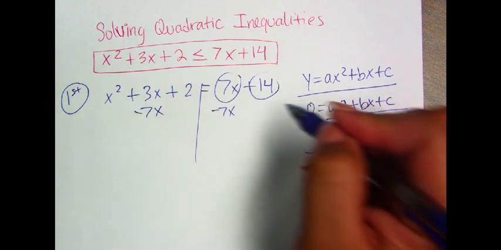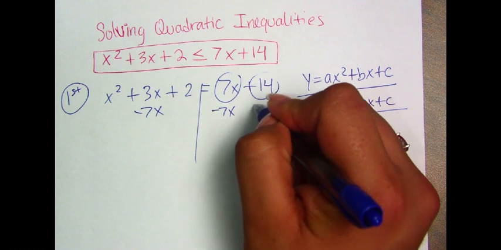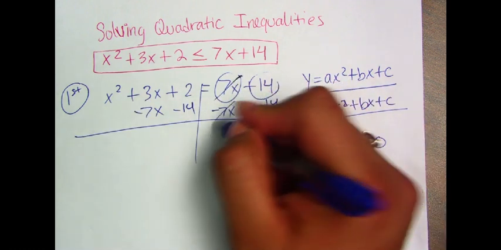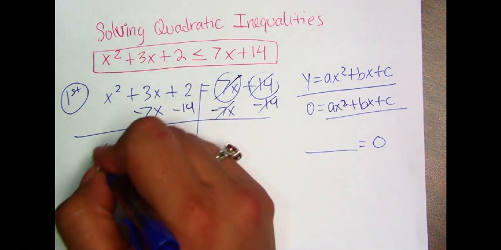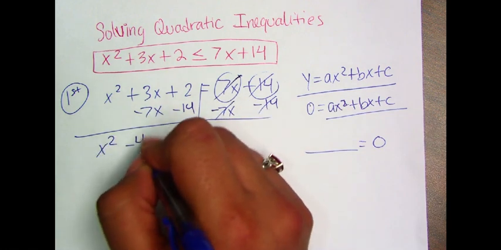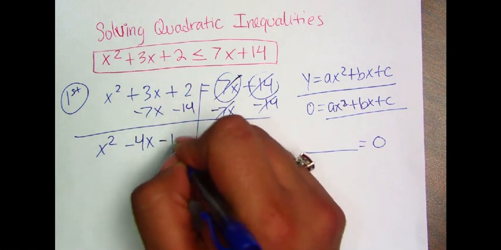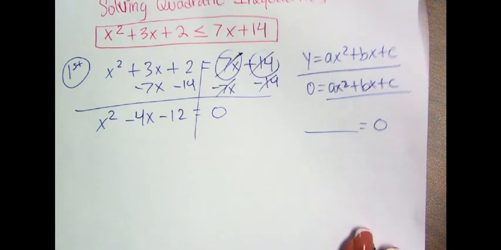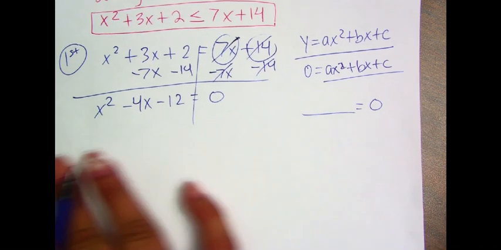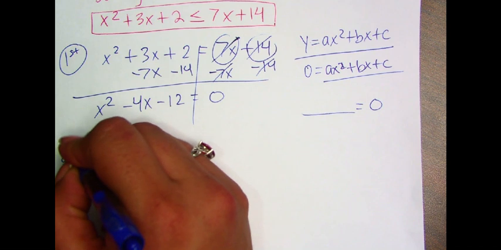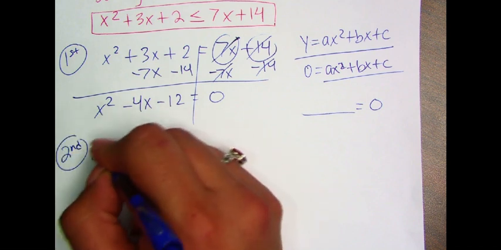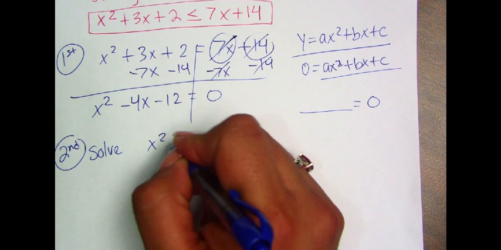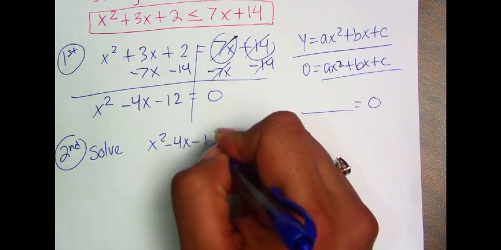Minus 7x on both sides and minus 14 on both sides. So that cancels these, and I'm going to be left with x squared minus 4x minus 12 equals 0. Now that you've solved it for 0, you consider all the different methods to solve this quadratic equation of x squared minus 4x minus 12.